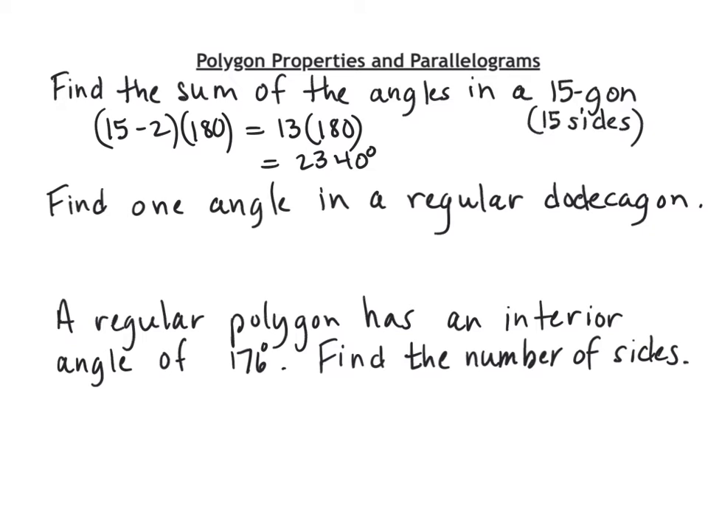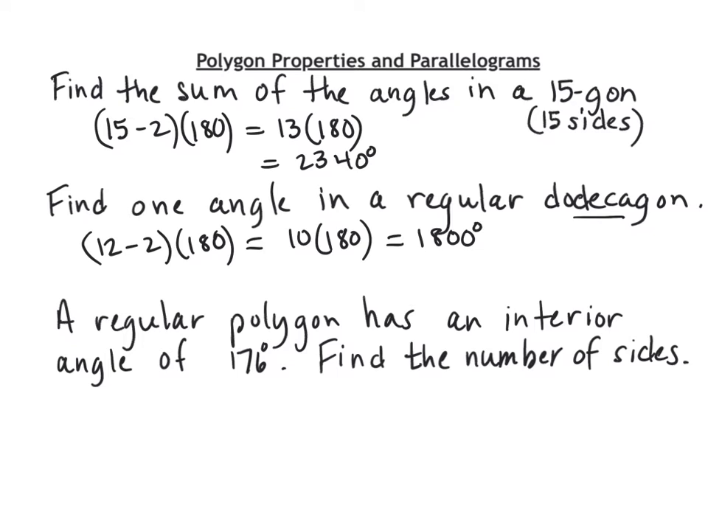Let's find one angle in a regular dodecagon. A dodecagon has 12 sides. It was one of the named figures. So I'll go 12 minus 2 times 180, which is 10 times 180, which is 1,800 degrees. It's regular. That tells us that all the interior angles are congruent. There are 12 sides, there are 12 angles, and they're all congruent.